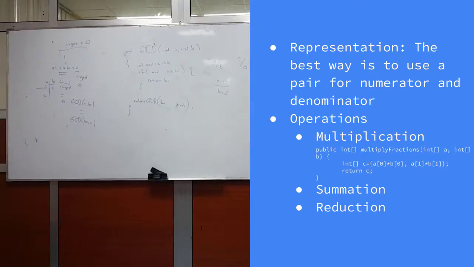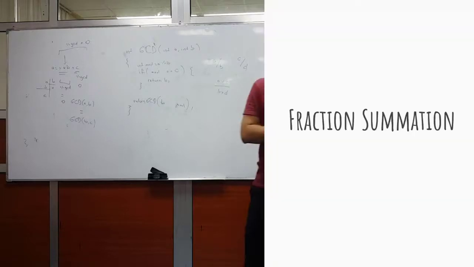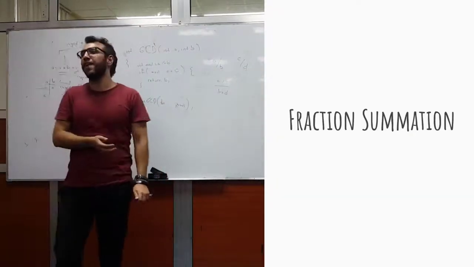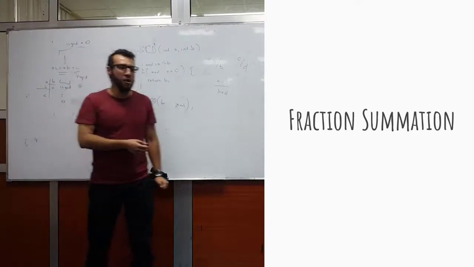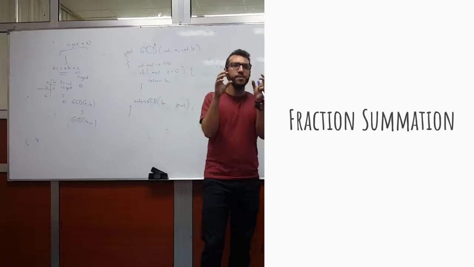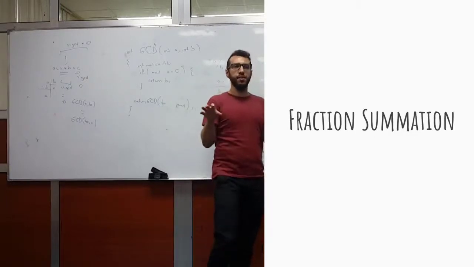So the second operation is a little bit trickier. When we want to do summation, we can actually make use of the previous functions that we defined, right? So in order to be able to sum the numerators, we need to have the same denominator, right?